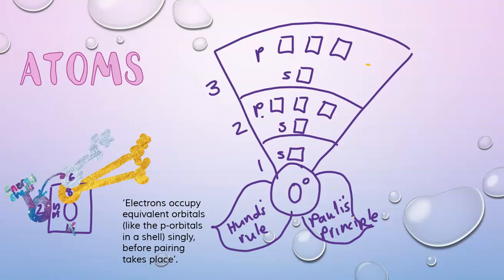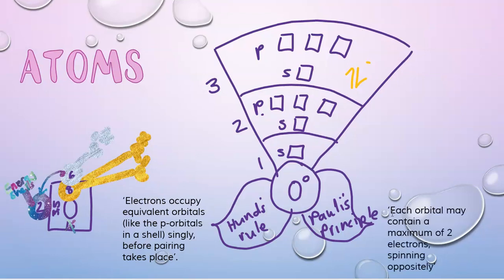And then the other one is Pauli's principle, and Pauli's principle explains why when I put in the electrons, I make 1 arrow go up and 1 arrow come down. So Pauli's principle says each orbital may contain a maximum of 2 electrons spinning oppositely.